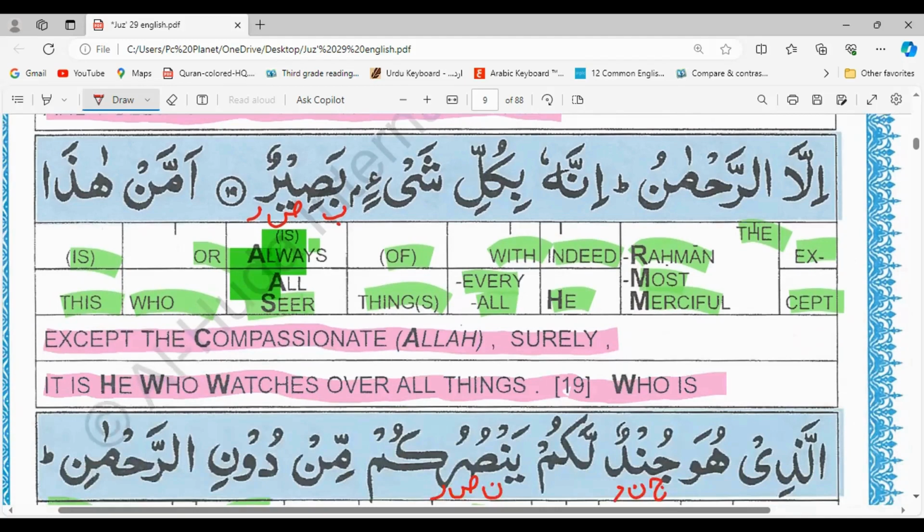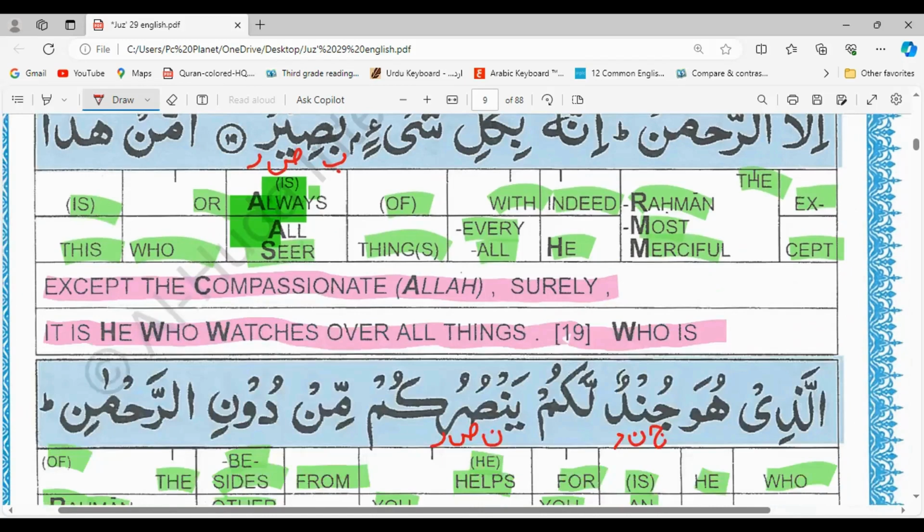Now we move on to verse 20. Am is again a question word. Man is a pronoun and connective. Hadha means this one. Alladhi, again, is that same alladhi. Huwa jundun lakum, who has junud. Jund is singular and junud is the plural, also used in the Quran, which means the armies.